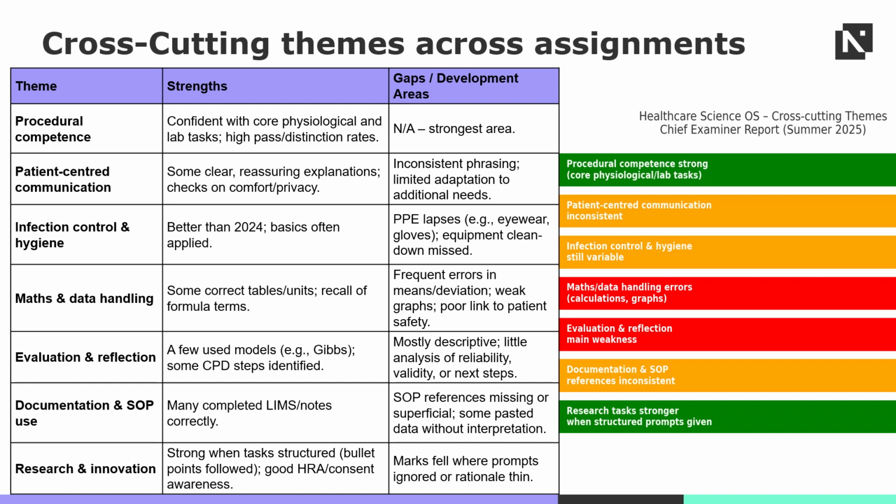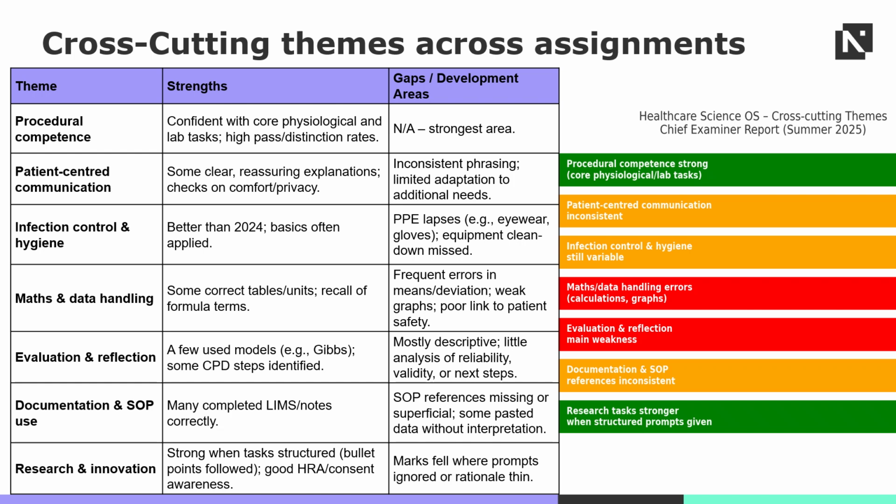On a more positive note, research and innovation was a strong area. In assignment 4, where learners had a structured list of bullet points, many performed very well. They demonstrated a good grasp of HRA approval, informed consent, and patient consideration. The difference was that the task was clearly scaffolded. Students knew exactly which points to cover. This shows that when we provide structure and prompts, learners can meet the expectations confidently.